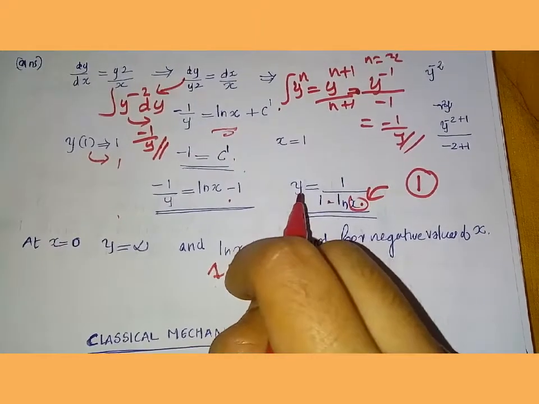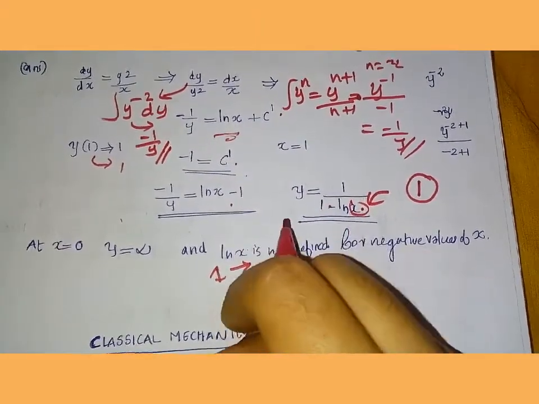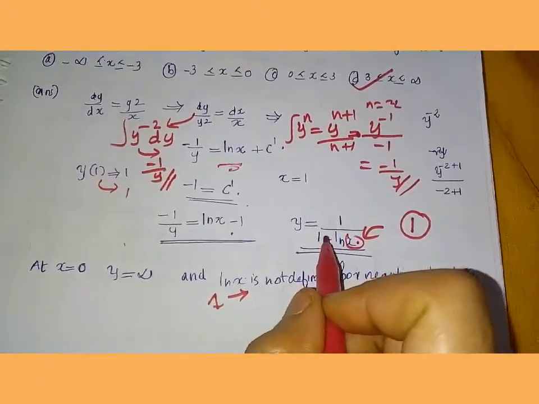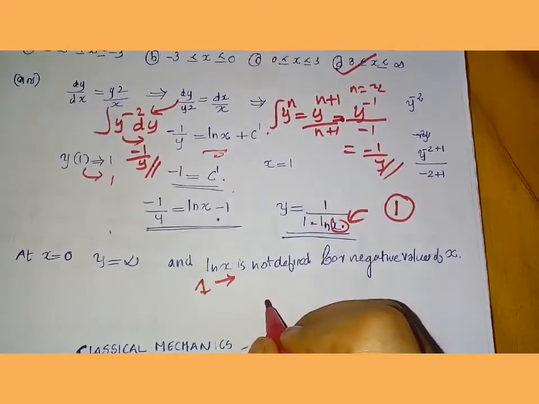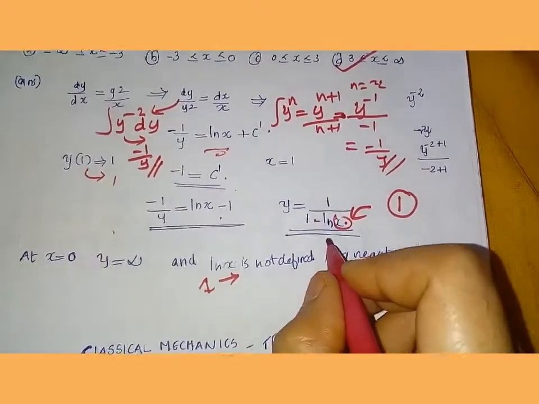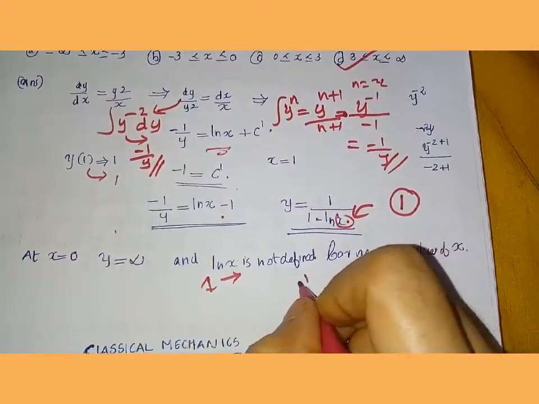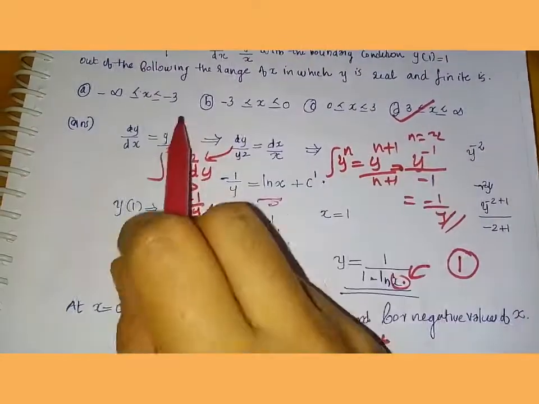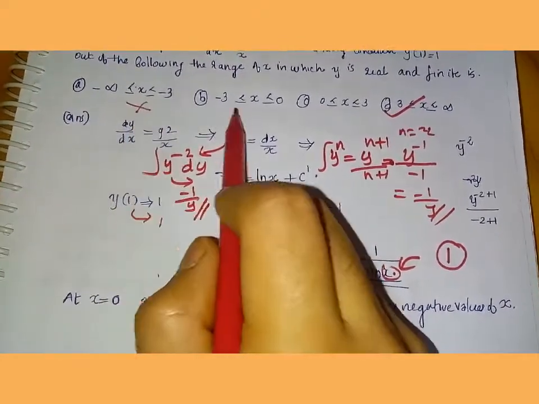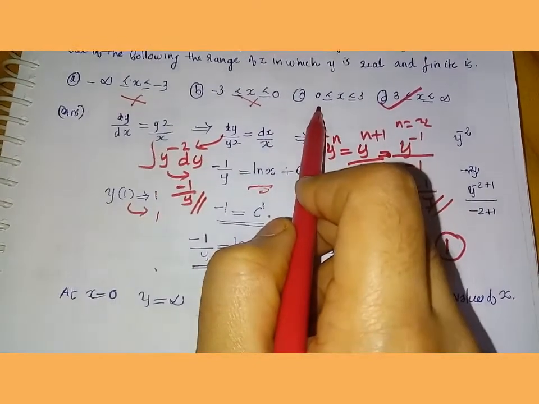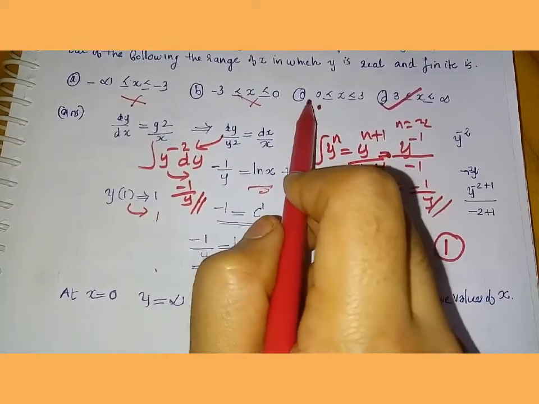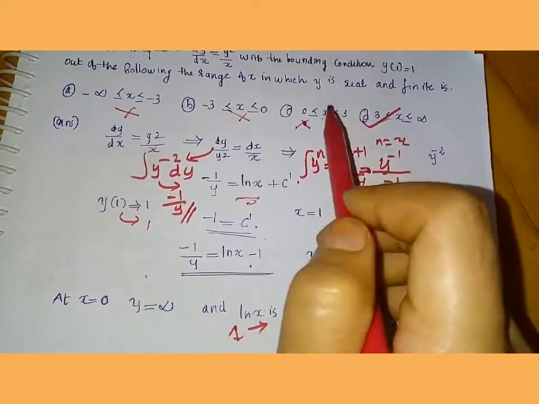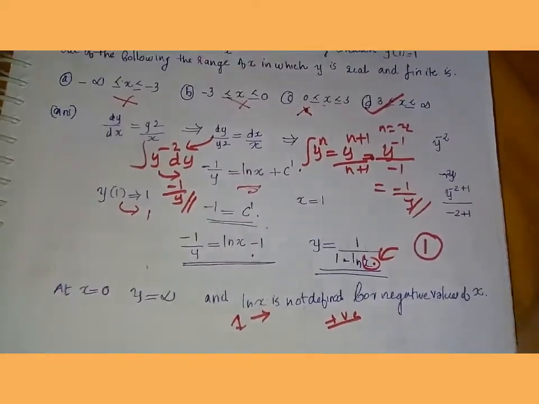Here we have to find the range of x for which the y function is real and finite. Here we get y as an infinite function at that point. So we should consider the x range for positive values. Also we know that log x is not defined for negative values, so that is not possible. We also cannot define x at 0, so it is not possible. So this is the range of x for which the function is real and finite. Thanks for watching.